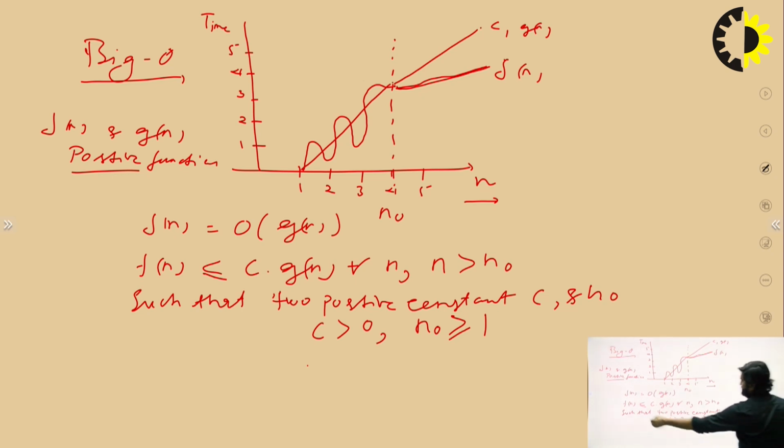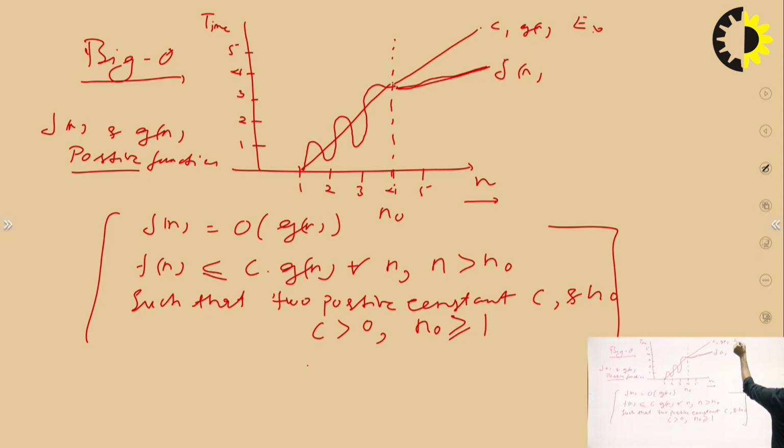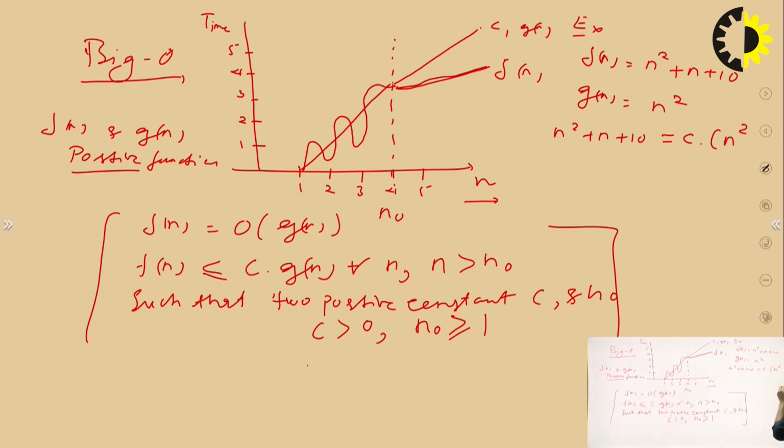Now we just check this mathematical expression with the help of an example. Take f of n equal to n square plus n plus 10. g of n is given as n square. We just check this mathematical inequality: n square plus n plus 10 is less than or equal to constant c dot n square. We just check here.